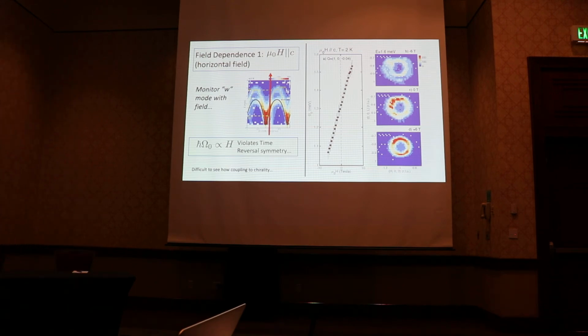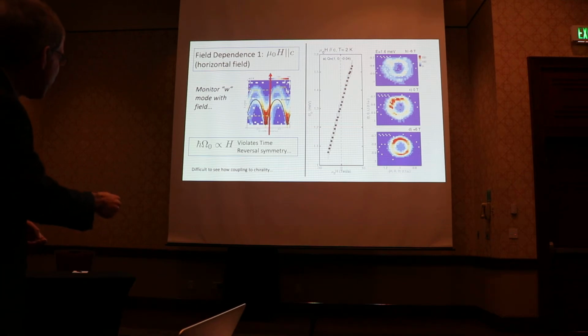Just in terms of what the underlying mechanism is for this, what we then did was we looked at the field dependence. In particular, when you look at the field along the plus C direction, what you find is this kind of linear response. So you get a linear change with field when you put the field along the C-axis. And linear is kind of strange with magnetism because it means that somehow there's some sort of time reversal breaking thing that the magnetism is coupling to.